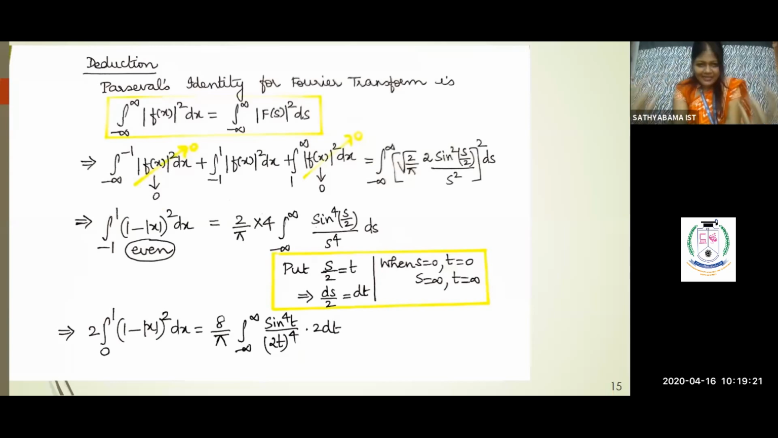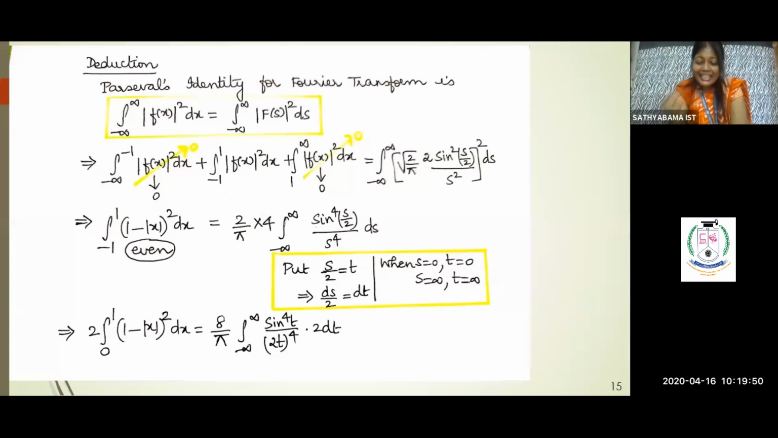So state Parseval's identity. And as usual, left inside, what should you do? Minus infinity to plus infinity is split as minus infinity to minus 1, minus 1 to 1, 1 to infinity, because that is how f of x is defined. And you know the first and the third integrals become 0 because f of x is 0 there. Okay, so what have I done to the middle integral? Look at the third step. The middle integral, I've replaced f of x as 1 minus mod x, because from minus 1 to plus 1, what is the value of f of x? 1 minus mod x, the whole square dx.